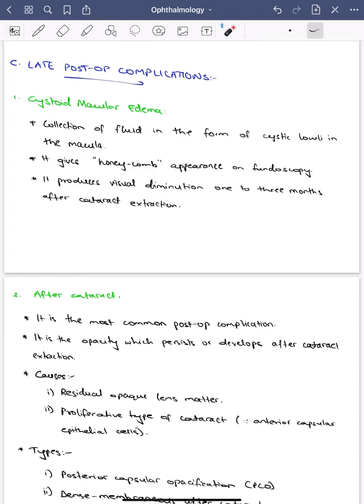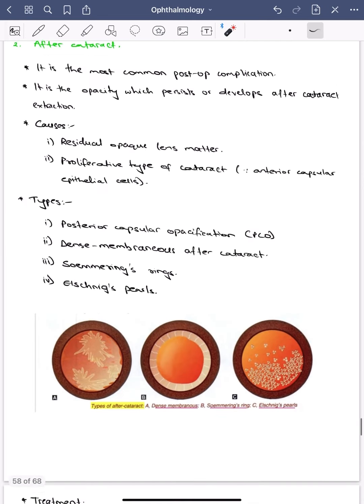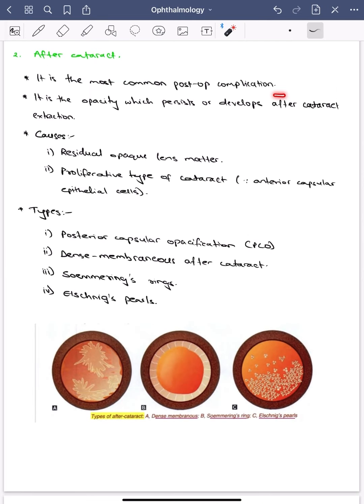And it produces a visual diminution 1 to 3 months after cataract extraction. So this is the late post-op complication. The second is after cataract, which is the most common post-operative complication. Now it is the opacity. After cataract refers to the opacity which persists or develops after the cataract extraction. Now the causes for after cataract are residual opaque lens matter or proliferative type of cataract.